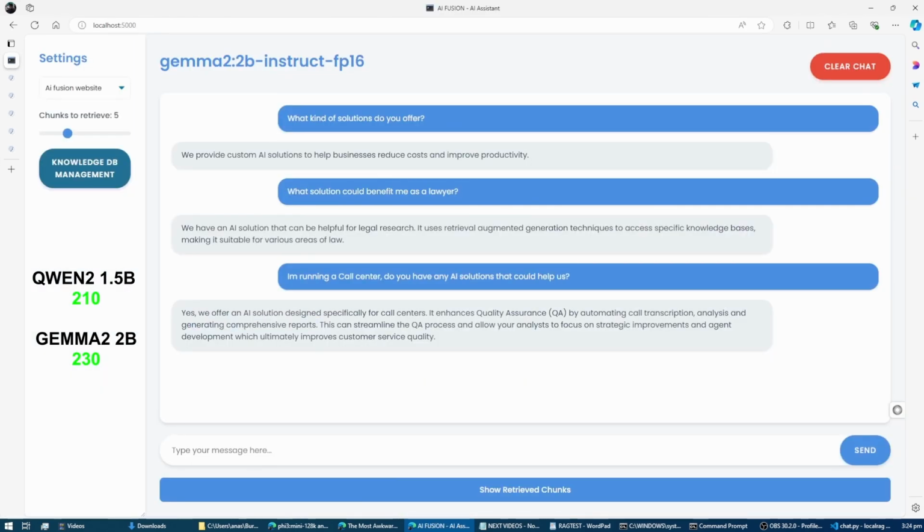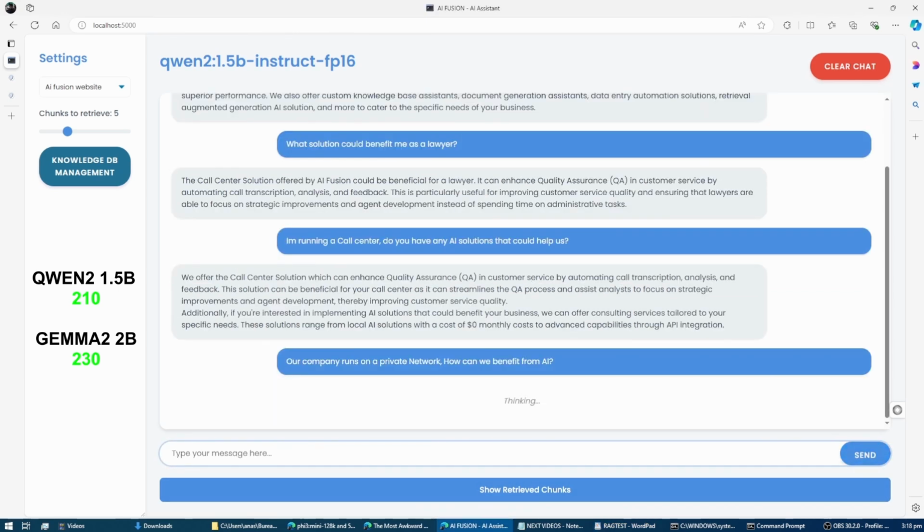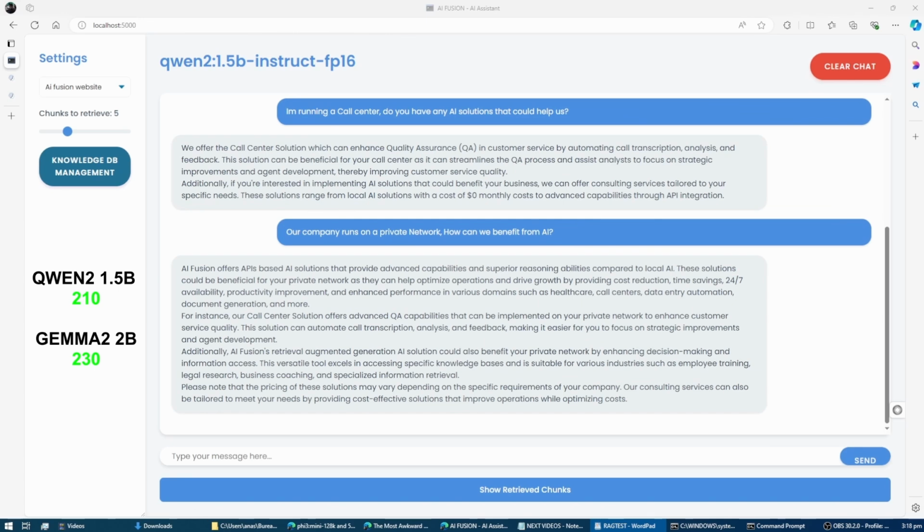Now, on to a more specific question. Our company runs on a private network. How can we benefit from AI? This one is tricky because we're testing whether the models understand that we offer local solutions for businesses using private networks. Unfortunately, Qwen 2 falls short here. The answer isn't accurate, and it even includes some hallucinations, so we'll dock 20 points.